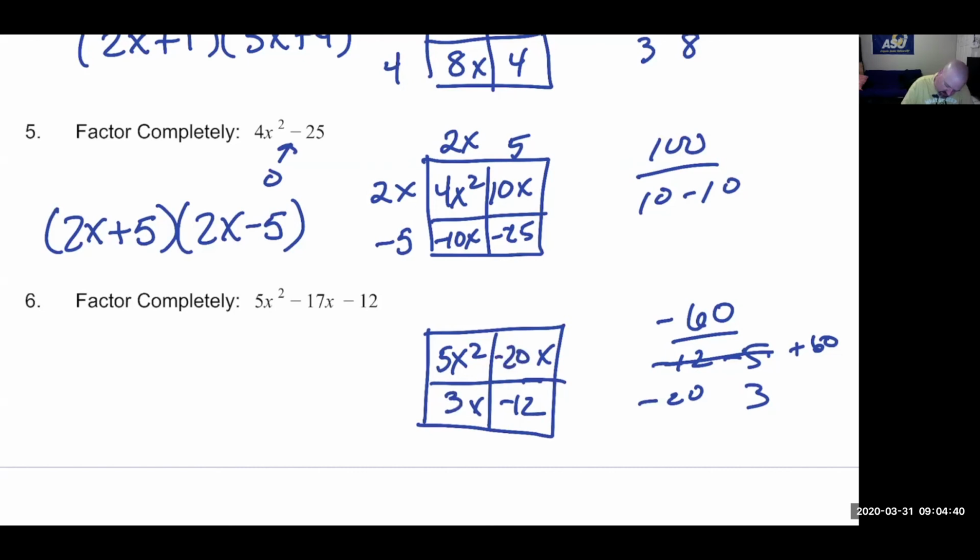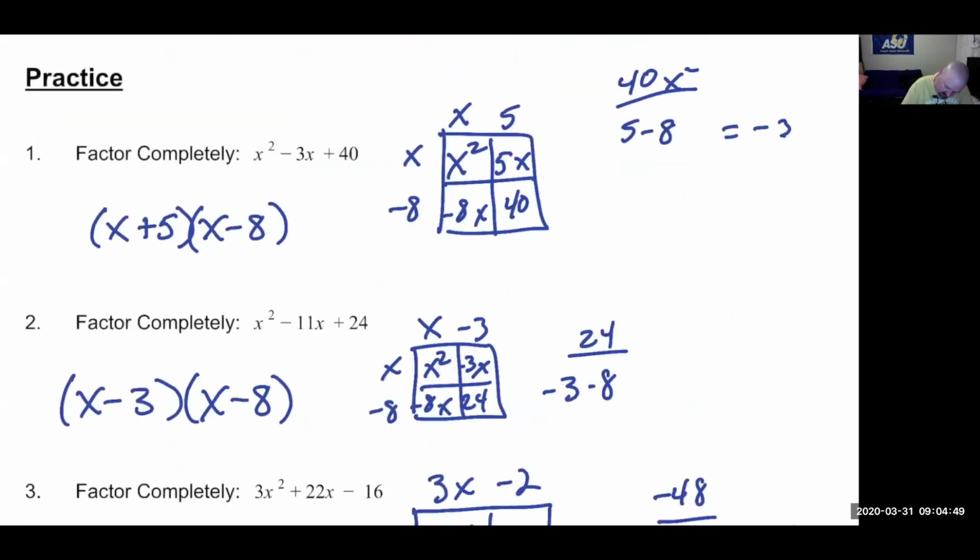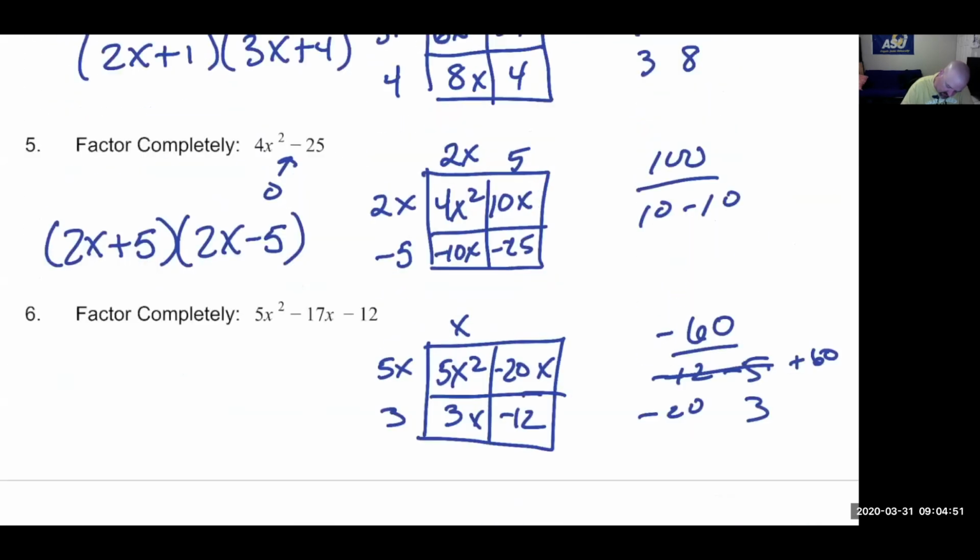So this way, when you look across the top, you can take out a 5x. When you look across the bottom, you can take out a 3. When you look up and down, you can take out an x. When you look up and down the second column, oops, sorry about that, you can take out a negative 4. So it's x minus 4 and 5x plus 3.